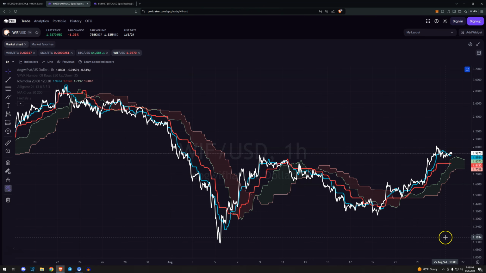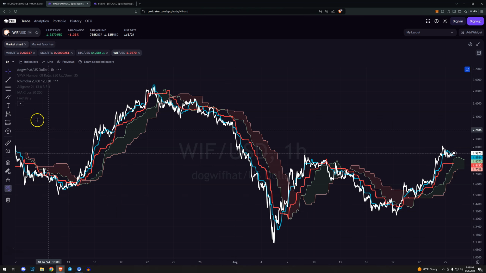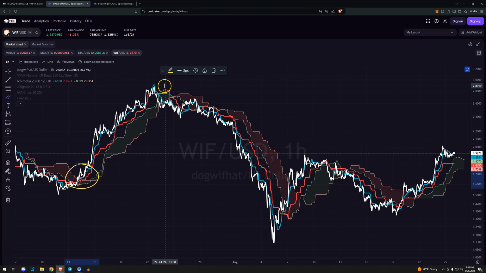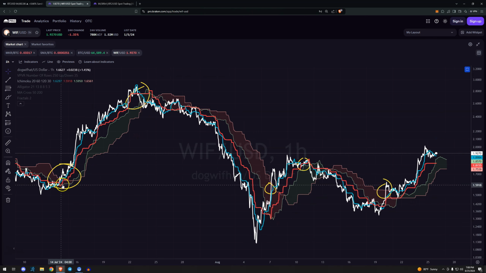In this case, this is done really well. I'm just looking at entry and exit just based on the hourly. Here's your entry. Here's your exit. Here is your entry. Here's your exit. Here's your entry. And you're still in the trade. So that's very few signals over the past month.